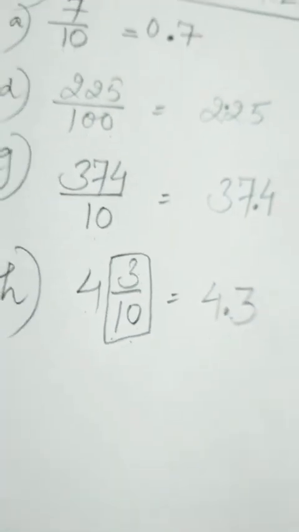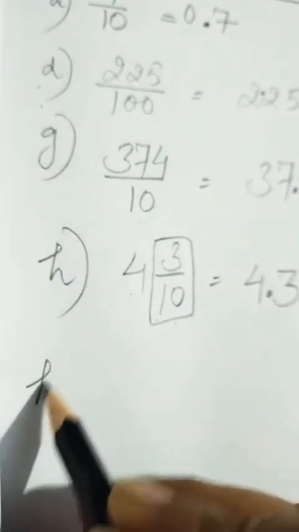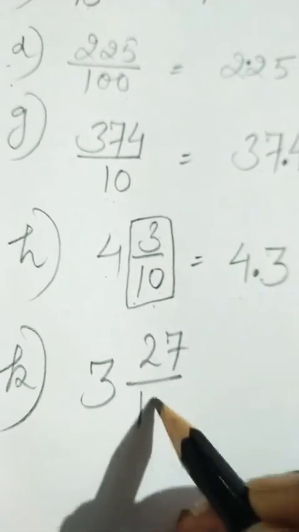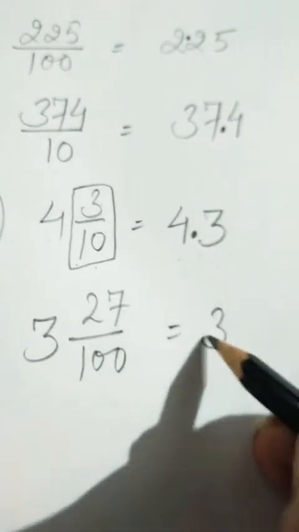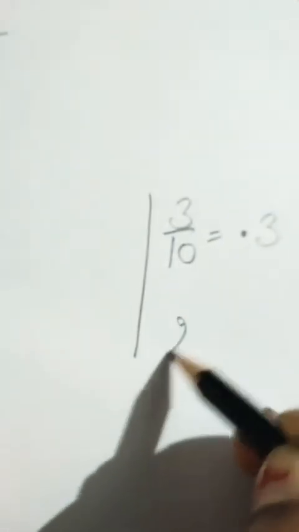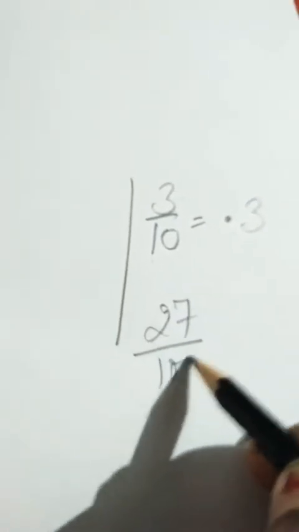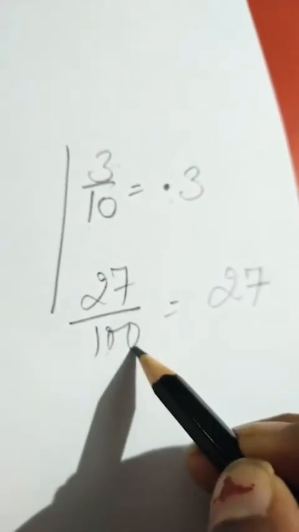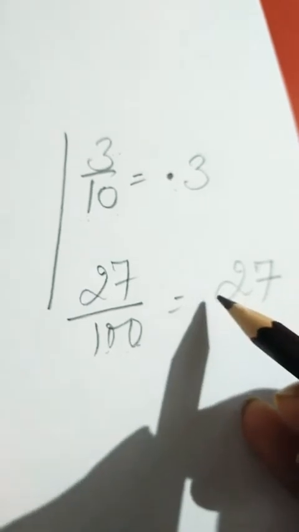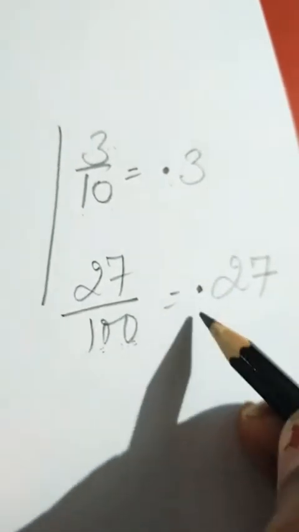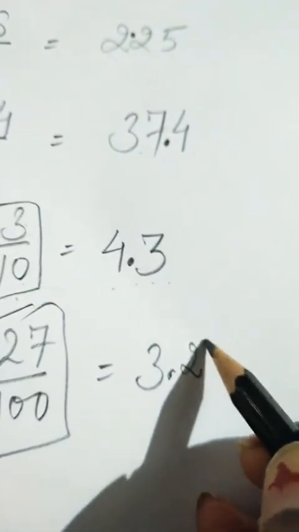Now I am going to tell you K part. That is 3 and 27 upon 100. Here we will write 3. Now 27 upon 100 will be converted into decimal. Here we will write the numerator and the decimal will be after 2 digits, which means after decimal there should be 2 digits. So here we will put the decimal: 0.27. So here it is 3.27.